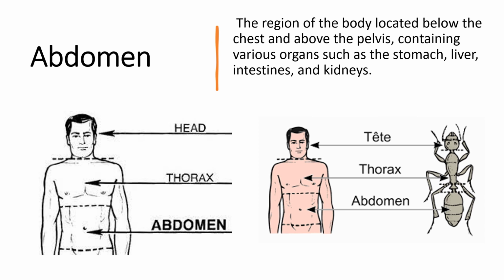Abdomen. The region of the body located below the chest and above the pelvis, containing various organs such as stomach, liver, intestines, and kidneys. In this figure, this is the head, this region is the thorax, and this is the abdomen region.